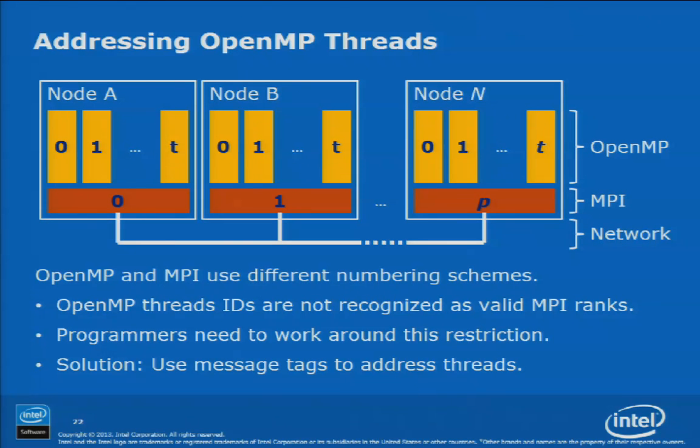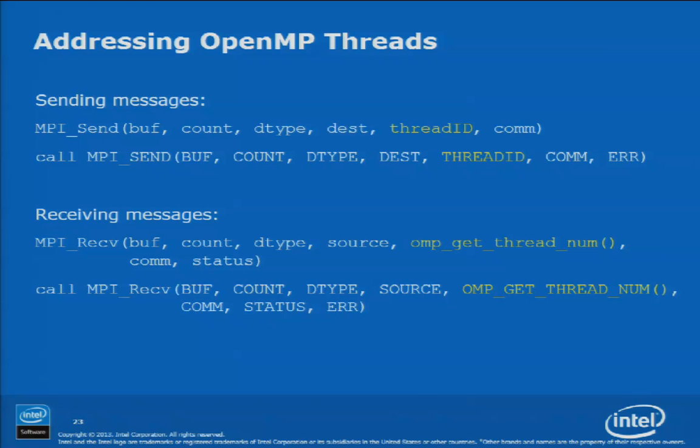And exactly as Chris already mentioned, just use message tags to color your messages with the thread IDs. It looks like that. So you do an MPI send, and here in the tag argument, you place a thread ID. Right? That's the local thread ID for the sender, right? And if you want to receive a message, you would use omp get thread num to tell MPI to receive exactly messages with that tag, meaning for this particular OpenMP thread.